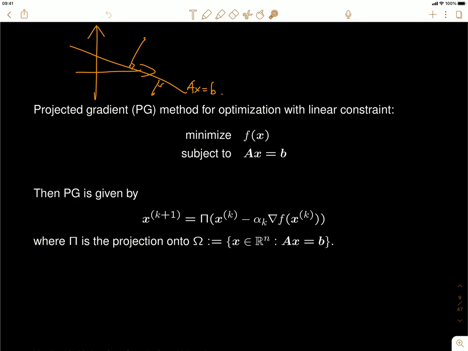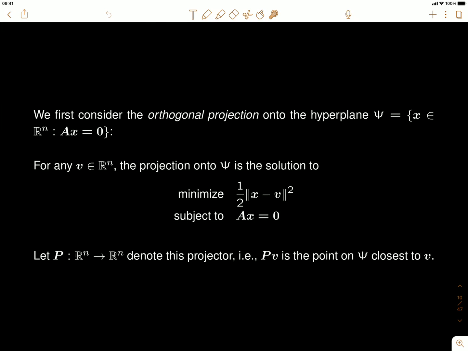And the projection pi here is the projection onto this set omega, which is described by the set of points which satisfy Ax equals b. That's pretty straightforward, just like what we have been talking about for the projective gradient method. But the problem right now is how we actually compute this, because this is a very special set. There should be a way to compute this easily, and this is the purpose of the following slides.